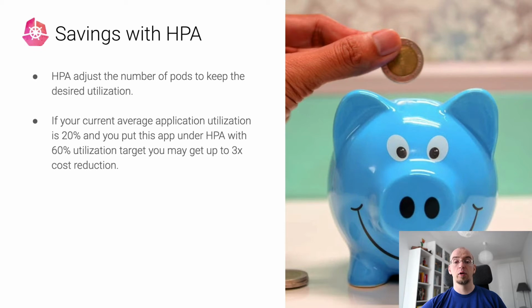As I said before, HPA adjusts the number of pods to keep the desired utilization. So, if your current average application utilization is 20% and you put this application under HPA with a 60% utilization target, you may get up to 3x cost reduction, assuming of course that you enable cluster autoscaler.